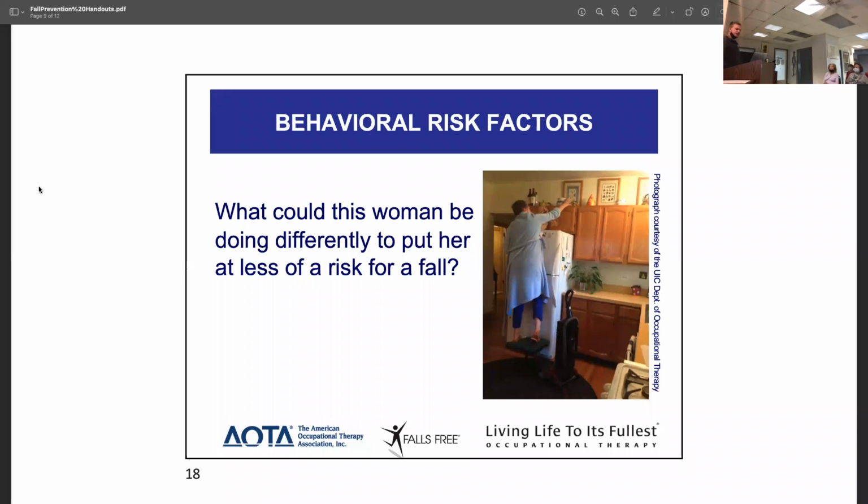She could have organized her kitchen a little better, so the items she needs are within easy reach, because obviously she needs whatever's all the way up there. She could have used all of this counter space for that instead, so then she wouldn't have to stand on a stool. She could remove clutter or obstacles on the floor, such as the vacuum. This could cause another fall hazard. And like you said, she could have planned ahead to ask somebody for help.